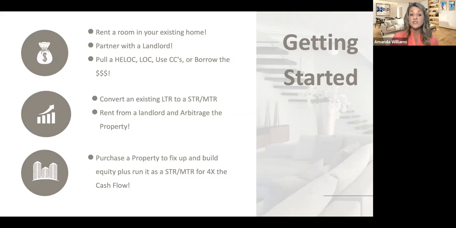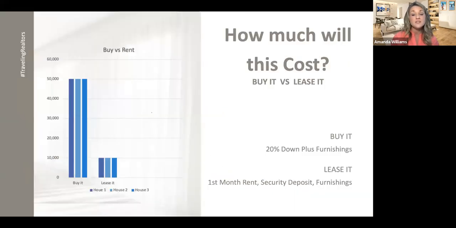You can also purchase a property, fix it up, build equity in that property, and then run that as a short-term or a midterm rental for about 4 times the cash flow that you would normally get if you were doing just a normal long-term rental property. So how much does this really cost? Okay, I know my numbers are crazy. This is based on buying a $200,000 house. Do they exist anymore? Maybe, maybe not, depending on where you are. So this is just an example, of course.